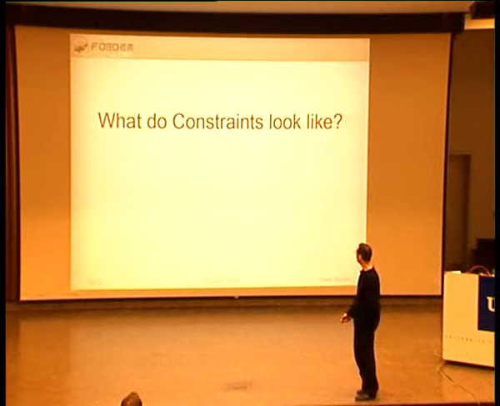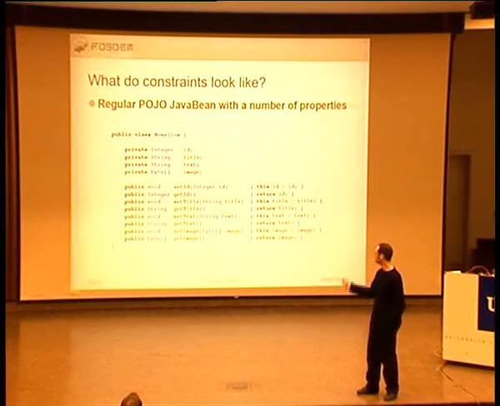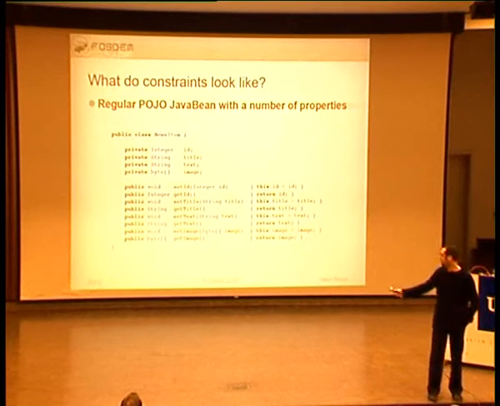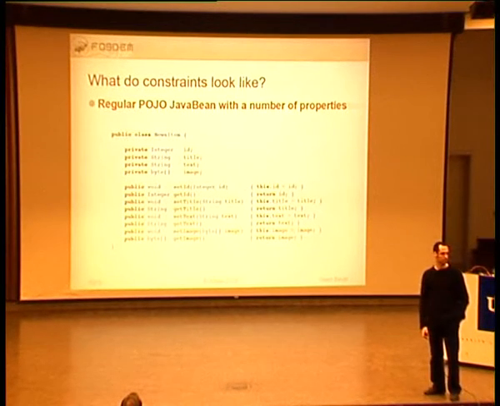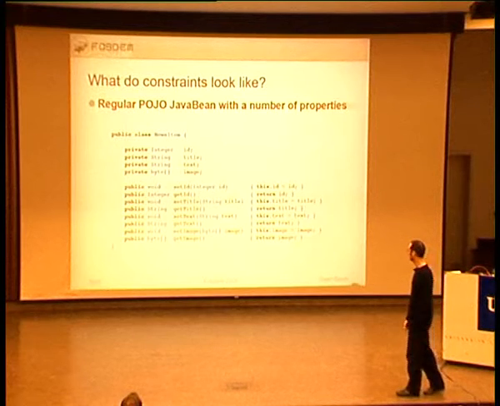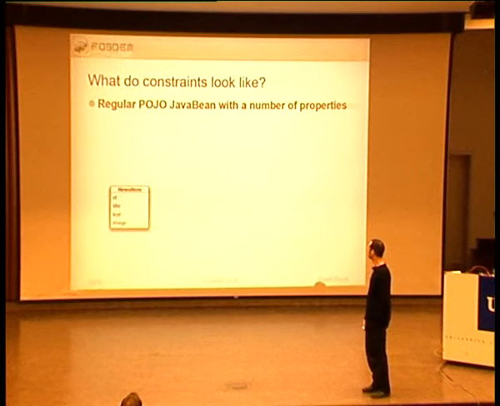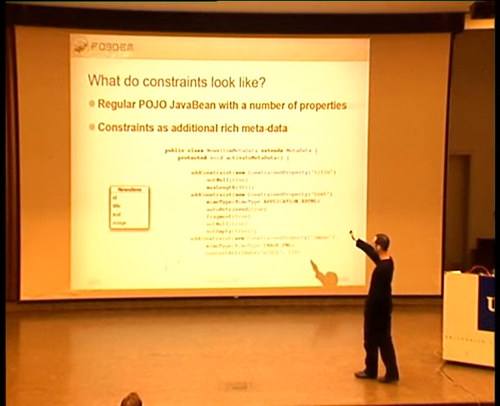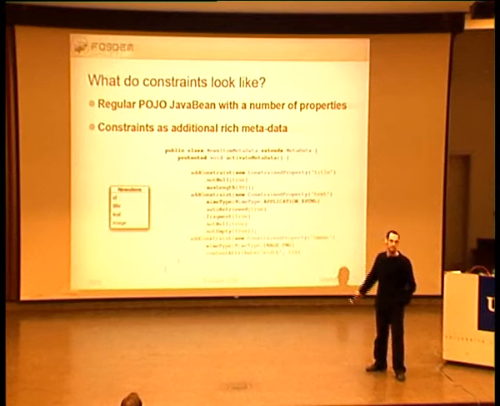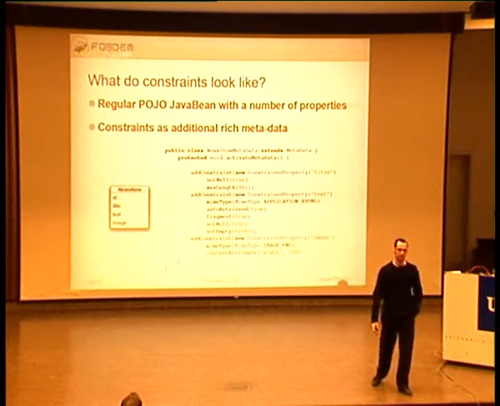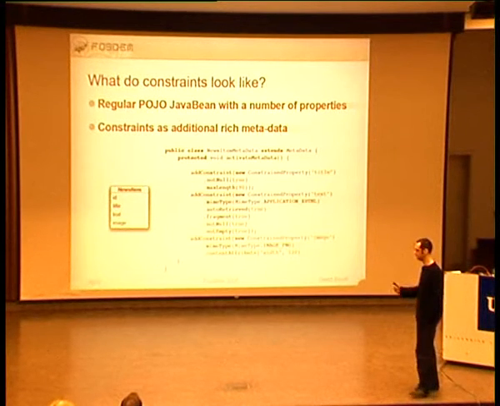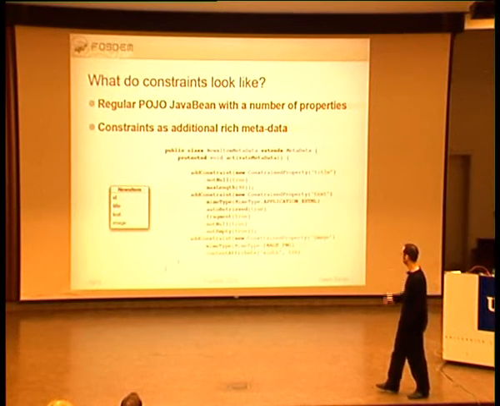Okay. Now, what do they look like? This was the news item I talked about. This is a regular Java bean. Everybody should recognize this. Nothing spectacular about that. So, regular Java bean. And these are the constraints. This is another class. This is the news item metadata class. It extends the metadata base abstract base class. You could also implement a lot of other interfaces if you prefer implementing interfaces, but this is very convenient.